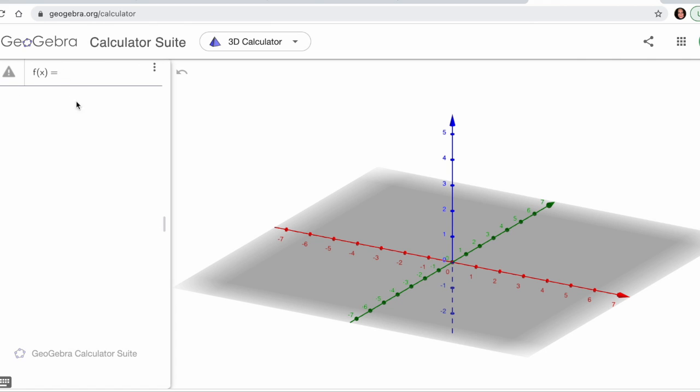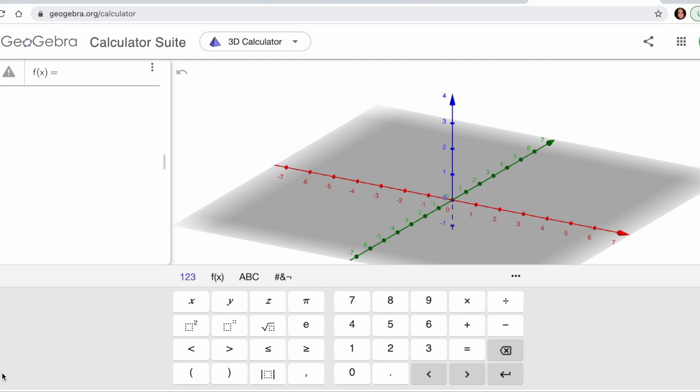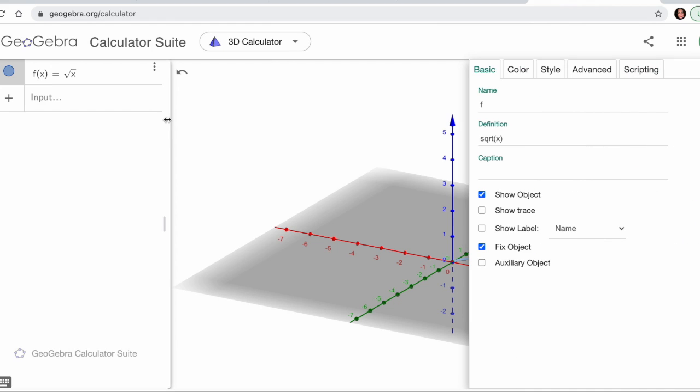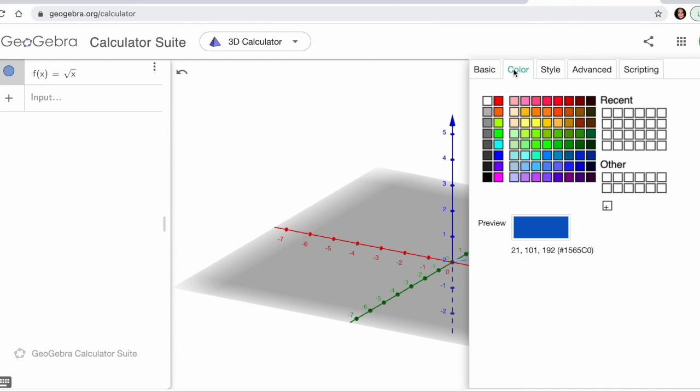And to get the square root function, I have a keypad down here in the left-hand corner. I can click on that icon and my keypad will open up. And I can choose the square root. And then I can put in x. So you can see that my square root function just popped up here on the graph. If you want to adjust it in any way, you can adjust the axes, you can adjust the color. Let's do blue.